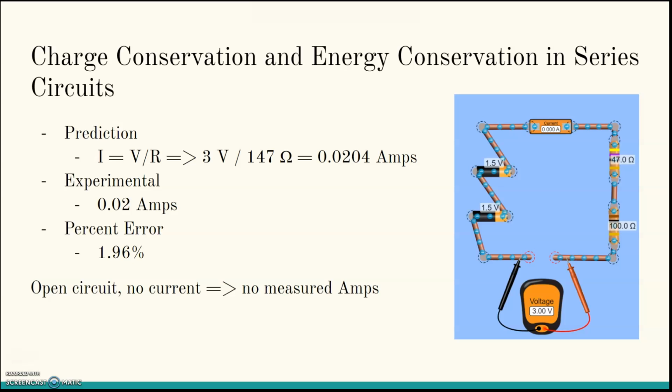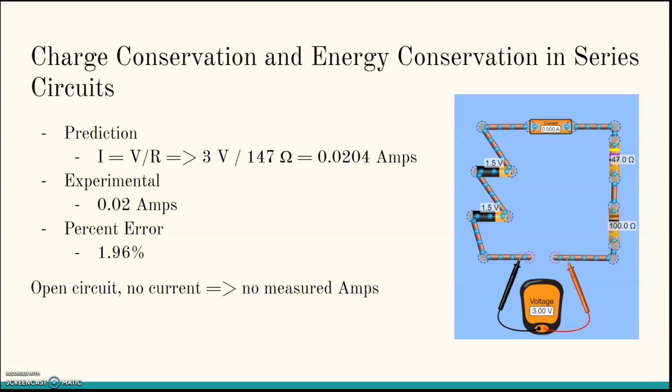The reason we're reading a current of 0 in this situation is because no current is traveling through that voltmeter. There's a lot of resistance in the voltmeter, which results in no effect on the circuit itself. And since it's not an open circuit, we have no current and then no amps.